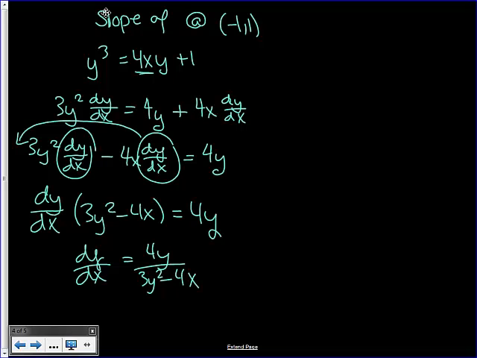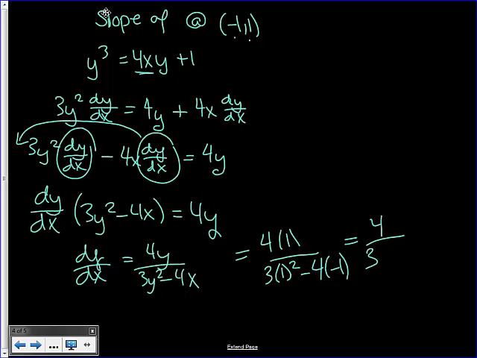Okay, the very last thing I'm going to do is I'm going to take my x and my y, because they asked for the slope at that point, plug it in. So I'm going to have 4 times 1 over 3 times 1 squared minus 4 times negative 1. 4 times 1 is 4. 3 times 1 is 3. And then minus the negative 4 is plus 4. So 4 over 7. And that is your slope.